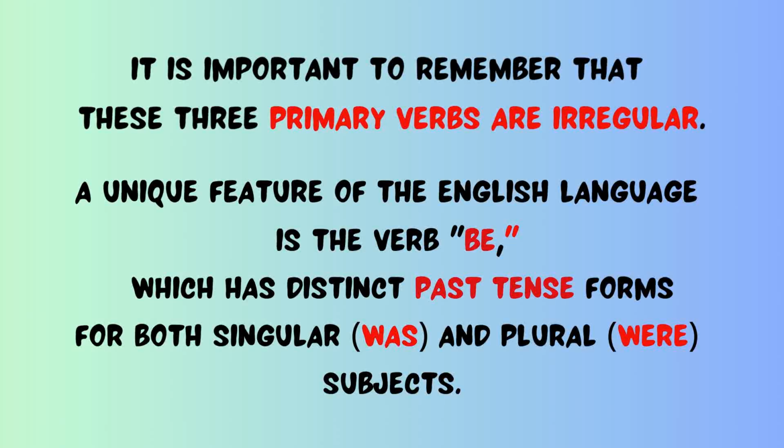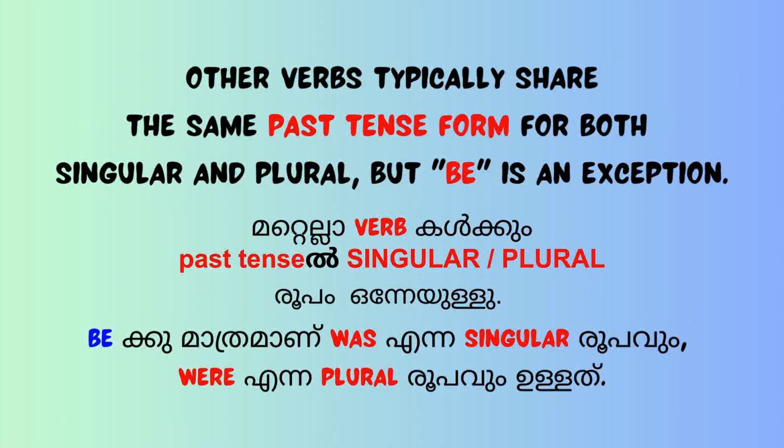It's important to remember that these three primary verbs are irregular. A unique feature of the English language is the verb be, which has distinct past tense forms for both singular and plural subjects. Other verbs typically share the same past tense form for both singular and plural, but be is an exception.